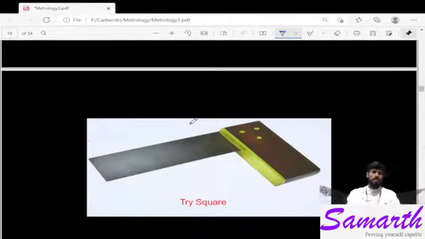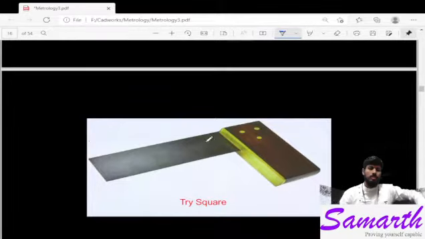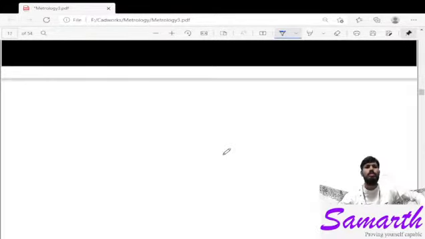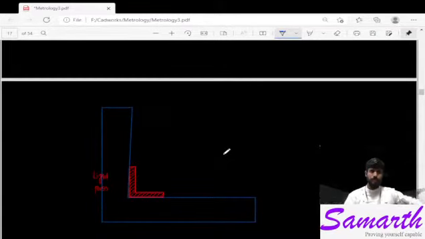The third one is the try-square. This is actually used to check right angles. Whether two surfaces are at a right angle or not can be found out by this try-square. You may have seen it while using it in the carpentry section of your workshop, or even in the construction sites of cement work or RCC structures.